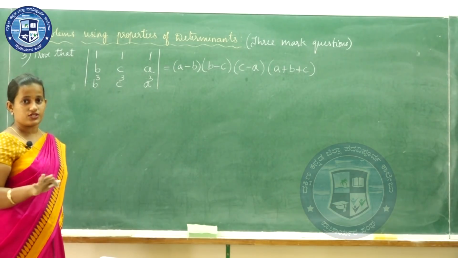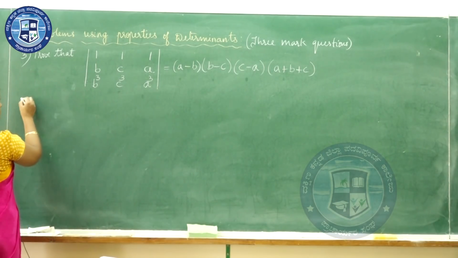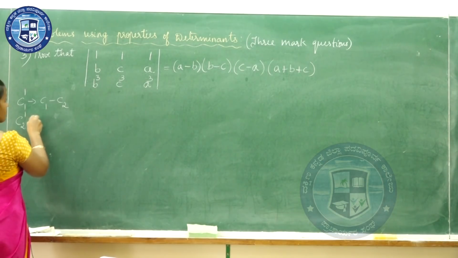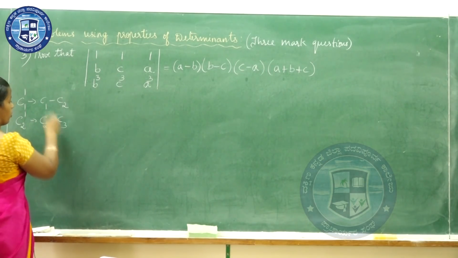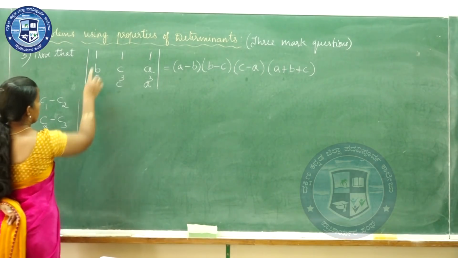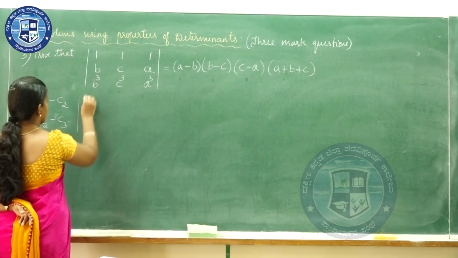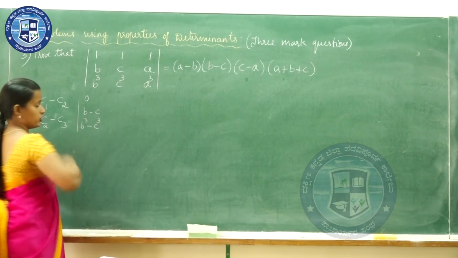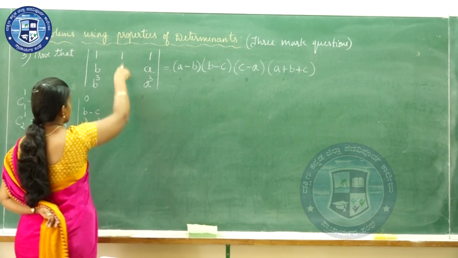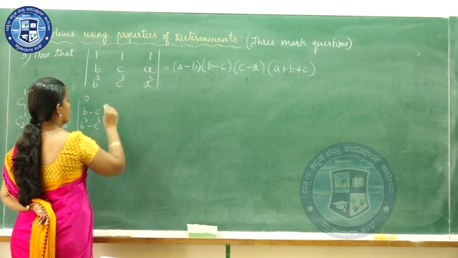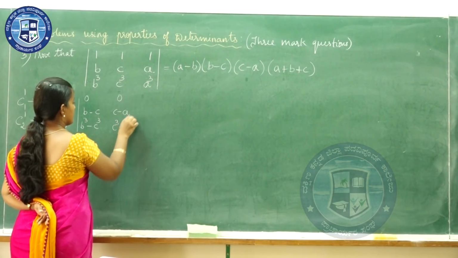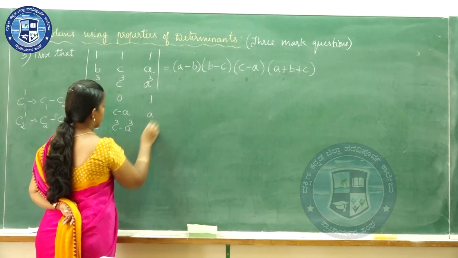So we can do two operations at a time. So we will go for those two operations. Column 1 should be replaced with column 1 minus column 2 and column 2 is replaced with column 2 minus column 3. So what will happen? 1 minus 1, 0. Then we have B minus C. Then we have B cube minus C cube. Okay. Next column 2 should be replaced with column 2 minus column 3. So 0, C minus A, C cube minus A cube. The last column write as it is.